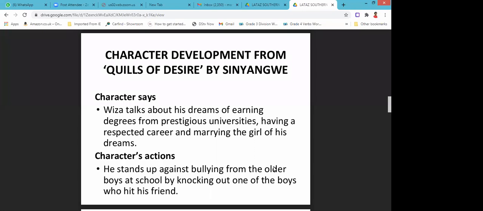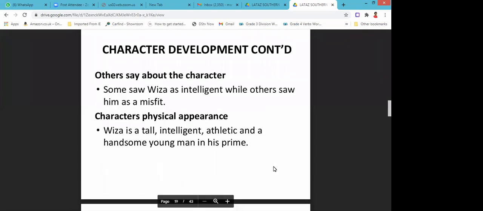Then what about his actions? There's a point in the story where he stands up against bullying to protect his friend from the older boys. And those two boys become friends, his actions. There are other actions where we learn that he's temperamental, very short tempered.